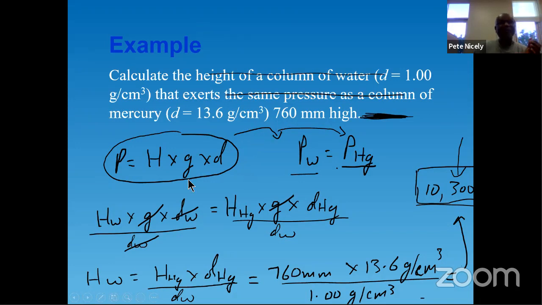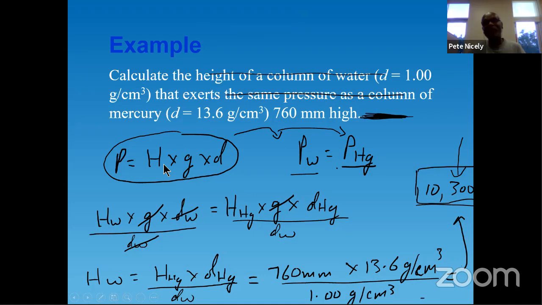Oh gosh, I forgot. Anyway, so this example gives you the reason why. This question says, the barometer, that's what I was trying to remember. So this question says, calculate the height of a column of water. It gives the density of water that exerts the same pressure as a column of mercury, and gives the density of mercury, 760 millimeters high, right?